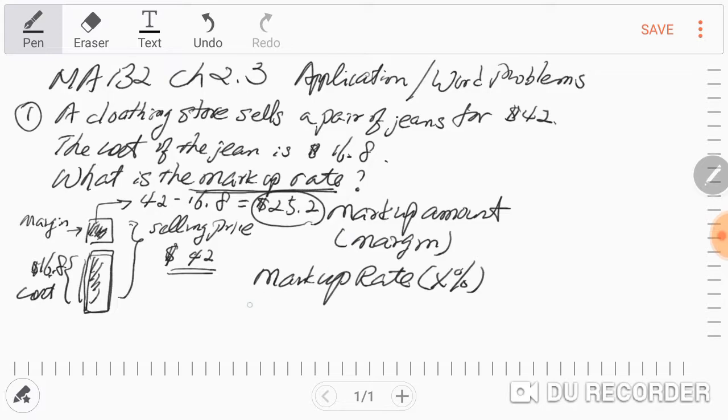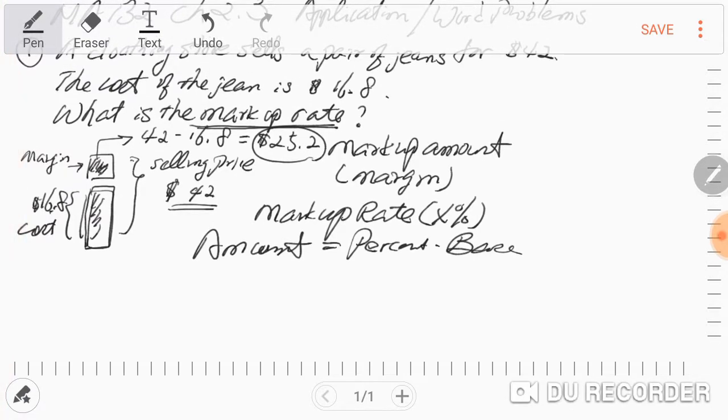Then the markup amount. Do you remember the amount formula? Amount is equal to percent times the base. So the markup amount is $25.20. This is the markup amount, and the percent is the markup rate. I don't know what the percent is, so let's use just X.